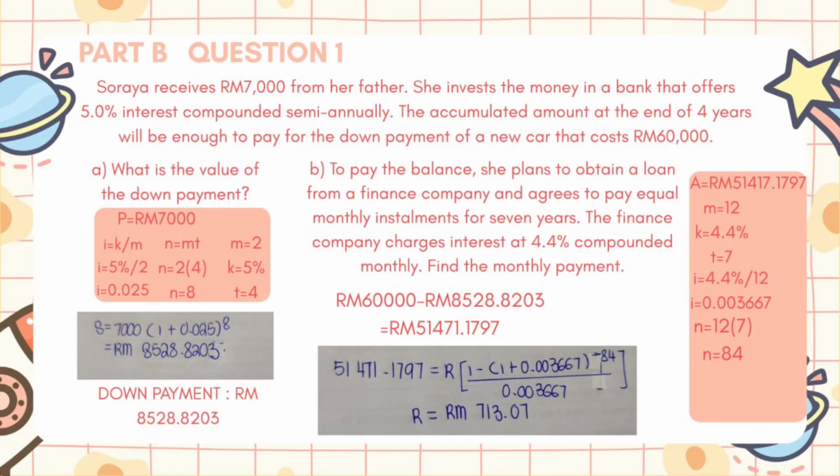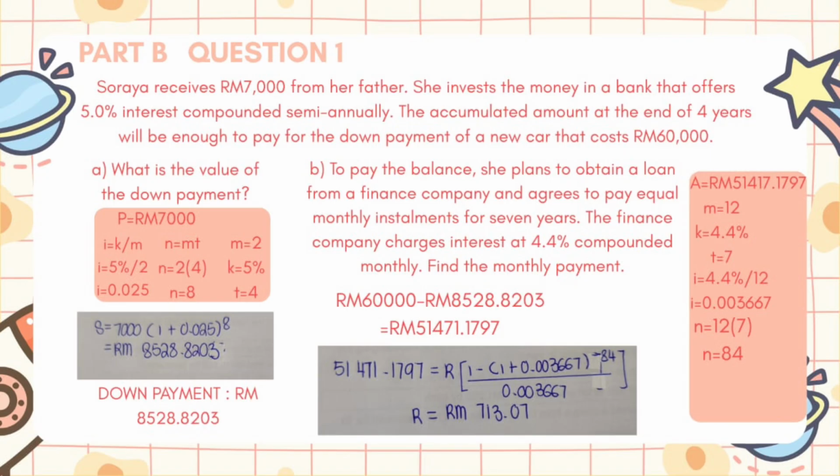Part B, question 1. Soraya received RM 7,000 from her father. She invested the money in a bank that offered 5% interest compounded semi-annually. The accumulated amount at the end of 4 years will be enough to pay for the down payment of a new car that costs RM 60,000. A. What is the value of the down payment?